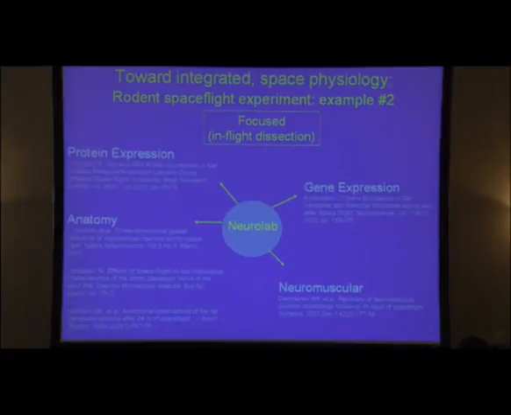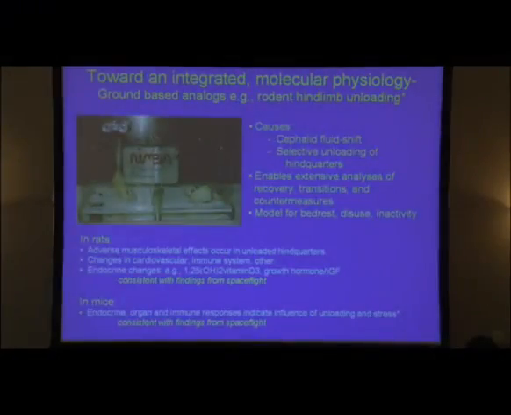About 30-plus years ago, a ground-based model was developed to facilitate that. That's the Heinlein unloading model. This is where rats or mice can be unloaded in special cages that allow them free movement.